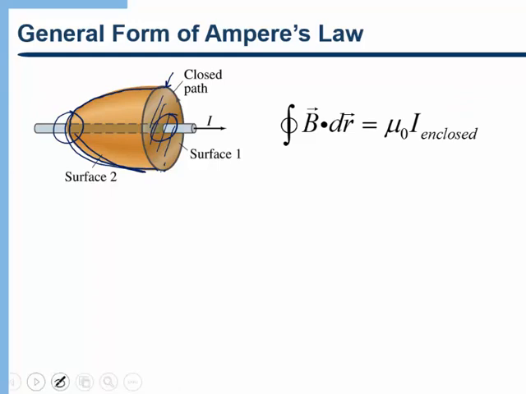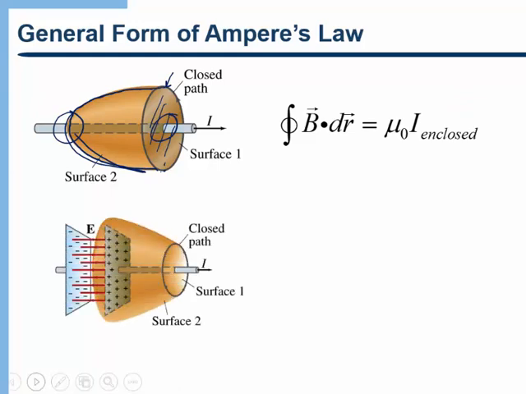But now what Maxwell did was he pictured looking at this in an RC circuit. And he said, look at what's going on here. If I talk about this being the area bounded by my path, there is definitely a current I going through that area. But if my area is now this surface, surface 2, notice there is no current going through that because surface 2 passes through the capacitor.